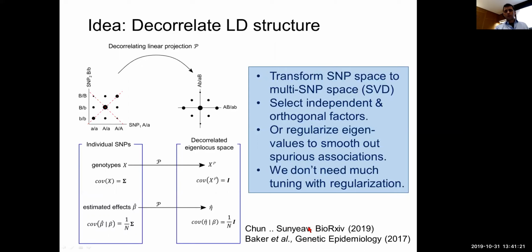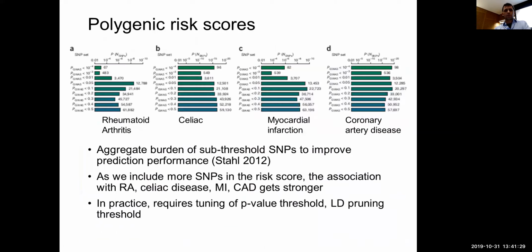Awesome, great. So Shamil Sunyaev's group posted a paper in bioRxiv that sort of does that just a few months ago. And then when you do these polygenic risk scores, you can basically say, what is my ability to predict rheumatoid arthritis or celiac disease or myocardial infarction or coronary artery disease by adding more and more SNPs at lower and lower frequency, okay? So as you include more SNPs in the risk score, the association actually gets stronger. So your overall ability to predict the phenotype is getting stronger. And then at some point, it kind of falls off. And this is simply because at that range, we simply don't have cohorts that are large enough to discover those SNPs reliably. So there's a much greater error.